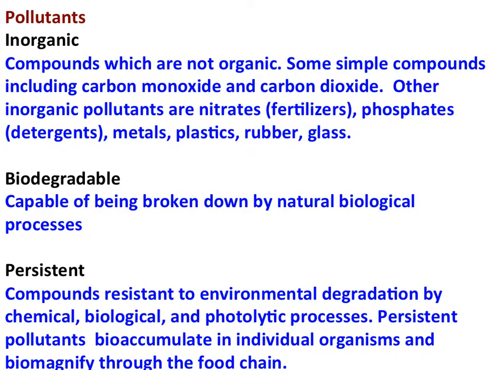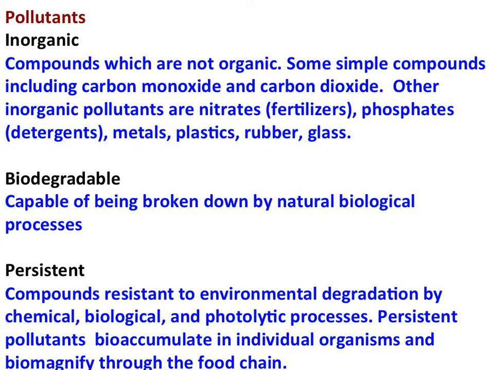Just to clear the air on definitions, here are the last definitions of this movie. We do have inorganic pollutants, which are compounds that are not organic. This includes some simple compounds such as carbon monoxide and carbon dioxide. Other inorganic pollutants would be nitrates and phosphates and detergents, metals, and glass. Plastics and rubber can be considered organic or inorganic depending on the origin within the industry that produces them.